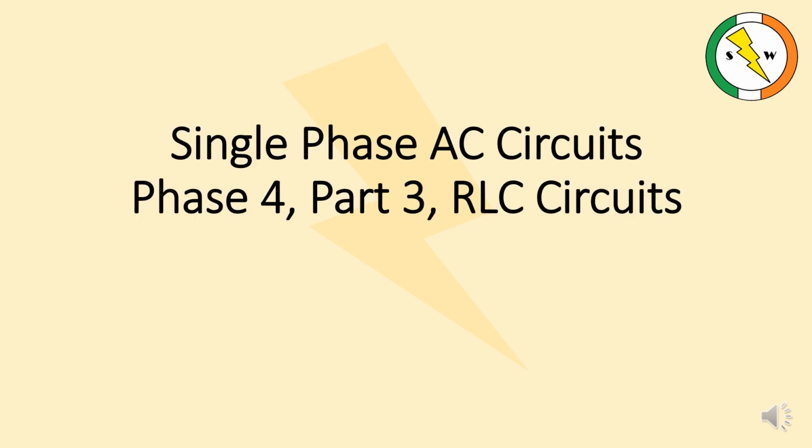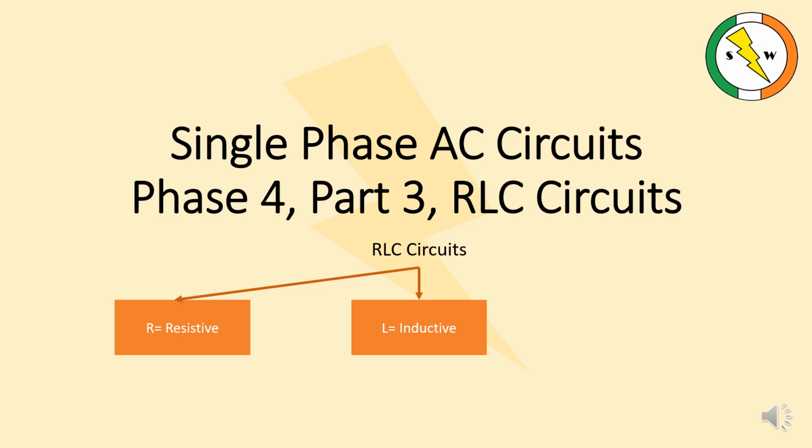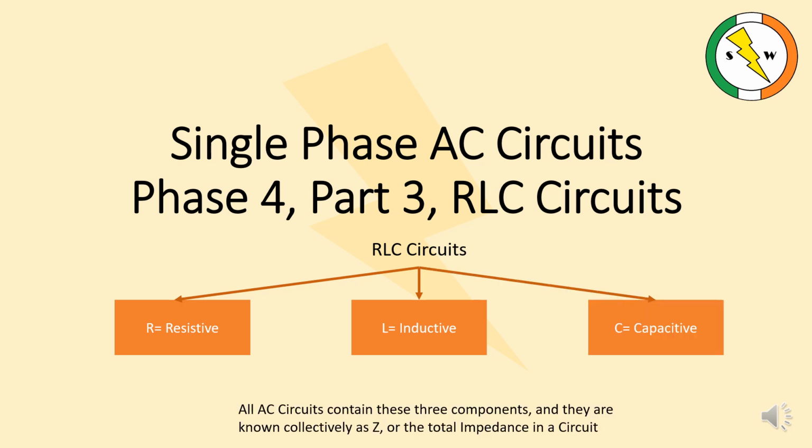Single-phase AC circuits. Phase 4, Part 3. RLC parallel circuits. R is for resistance, L for inductive and C for capacitance. All single-phase AC circuits contain these three components, and they are known collectively as Z, or the total impedance in a circuit.